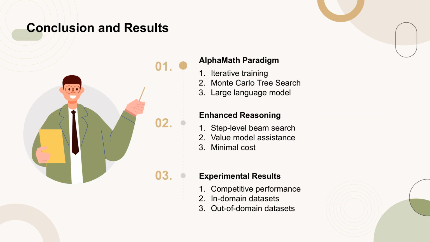In this study, the authors introduce AlphaMath, an innovative training paradigm that employs iterative methods and Monte Carlo Tree Search to maximize the potential of a pre-trained large language model. This approach allows the model to autonomously improve its mathematical reasoning skills. Additionally, the use of step-level beam search, where the value model aids the policy model in choosing a more logical solution path, enhances reasoning capabilities significantly with minimal additional cost. The experimental results show that AlphaMath performs competitively or even surpasses state-of-the-art methods on both in-domain and out-of-domain datasets, without the need for GPT-4 or human-annotated process supervision.